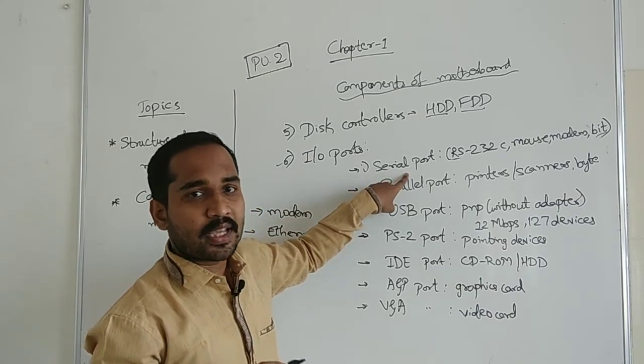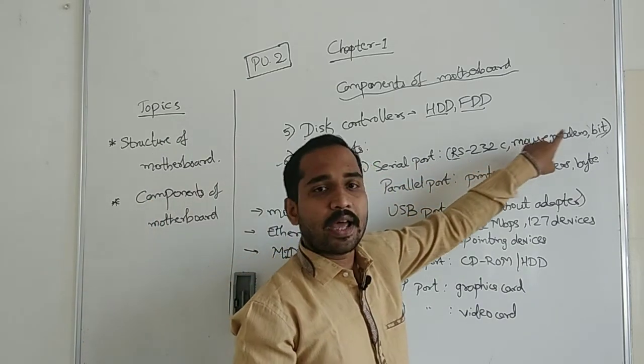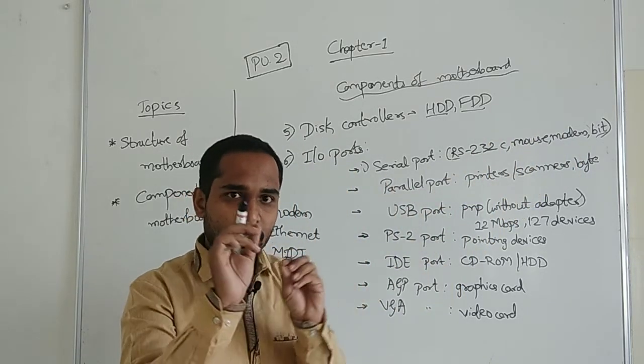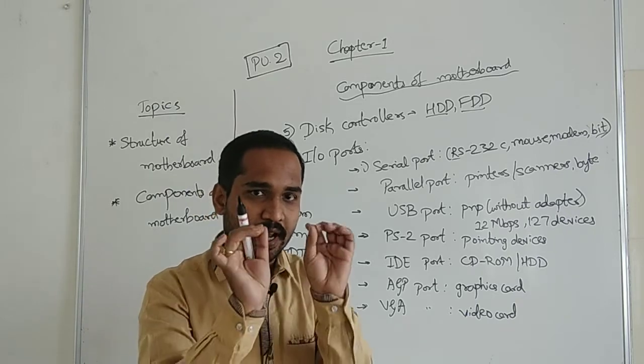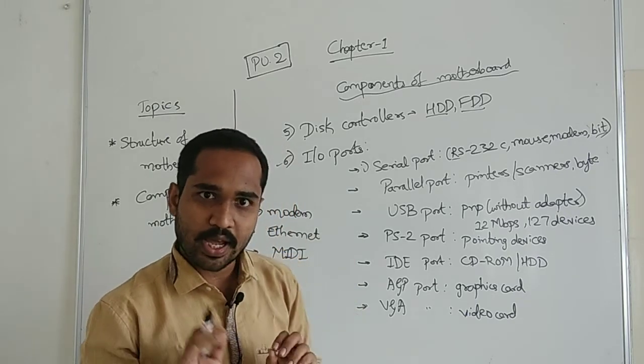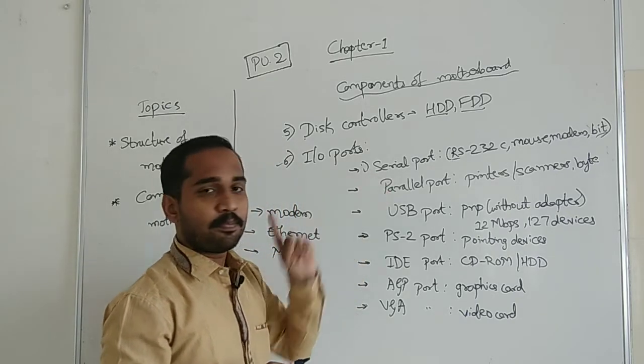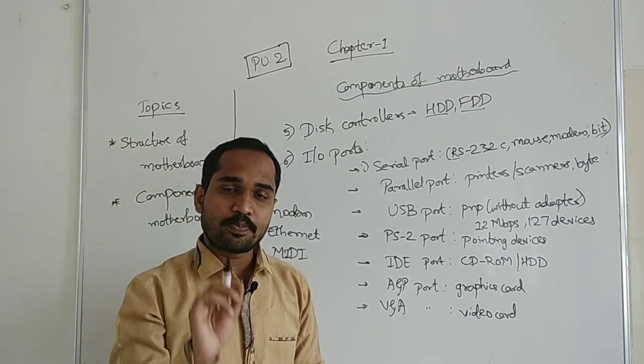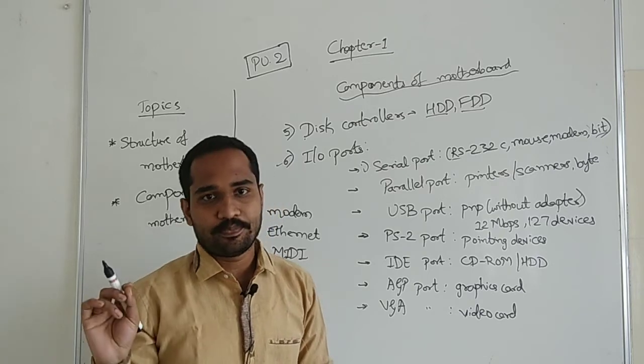Okay, what all devices can be connected? Mouse can be connected and modem can be connected. Just the highlights I have written. You need to make certain 3 or 4 points out of it and write in the notes clearly. I hope this is clear. Why the serial port? Because the transfer of data takes place one bit at a time.